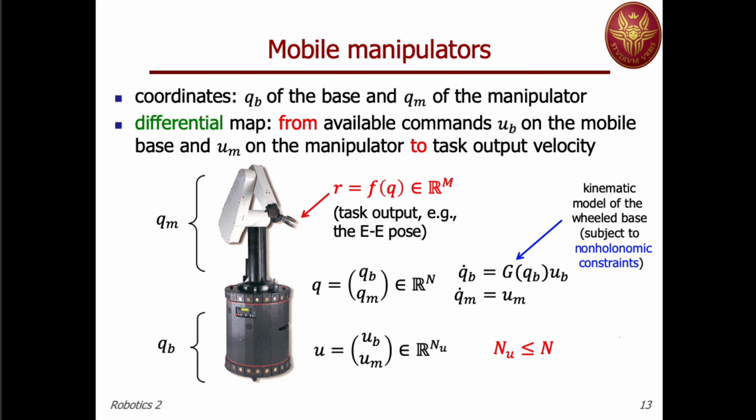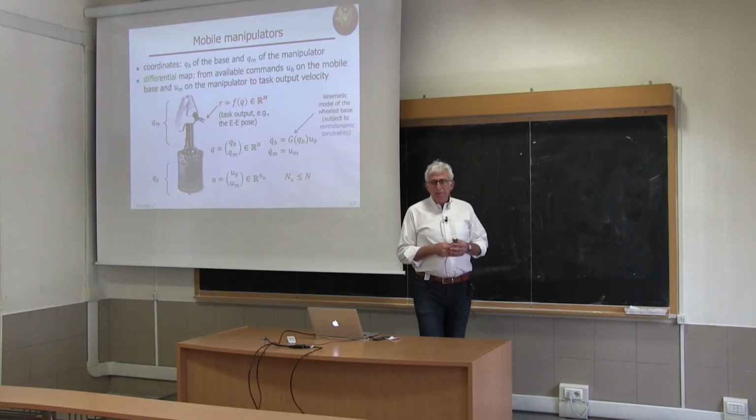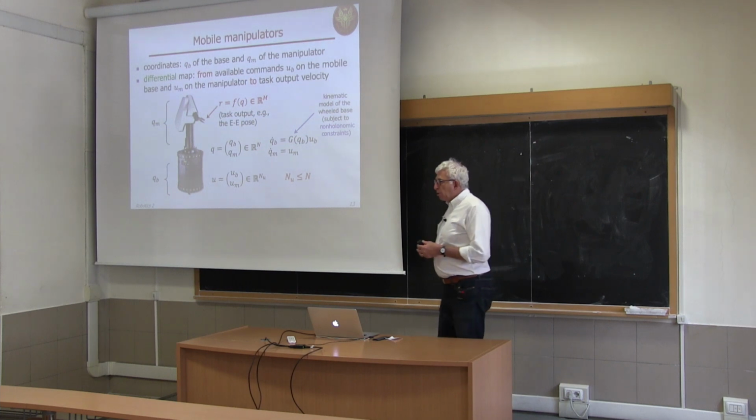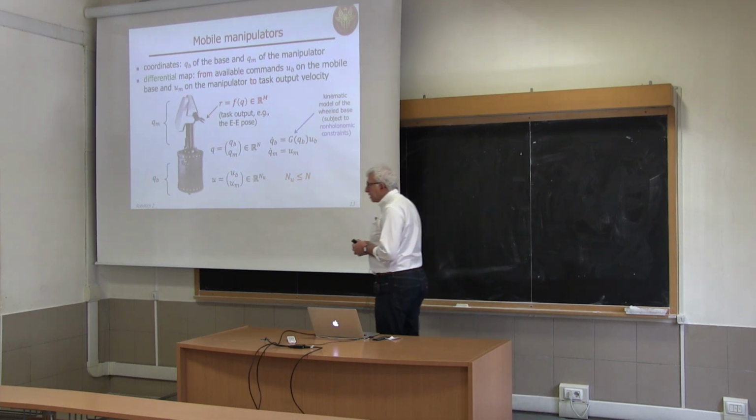And typically, to make things simpler, we consider that the task is assigned to the end effector, maybe the full pose, or just the position, or the position and pointing for the end effector of the manipulator. But indeed, we have more degrees of freedom in the structure because we have a moving base. So we have to compute the degree of redundancy in this case.